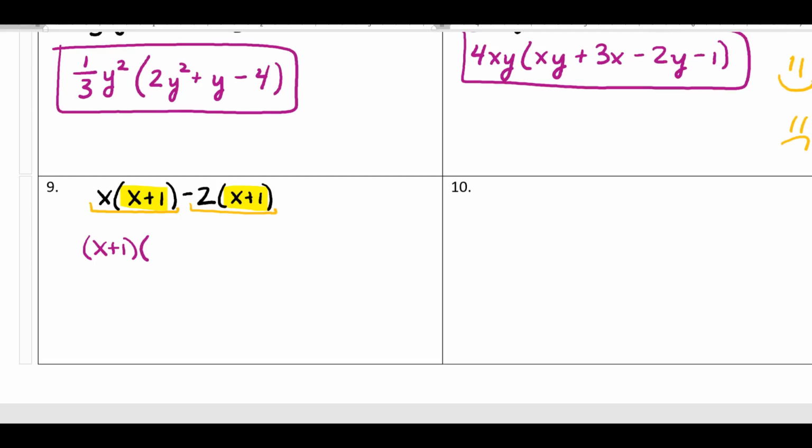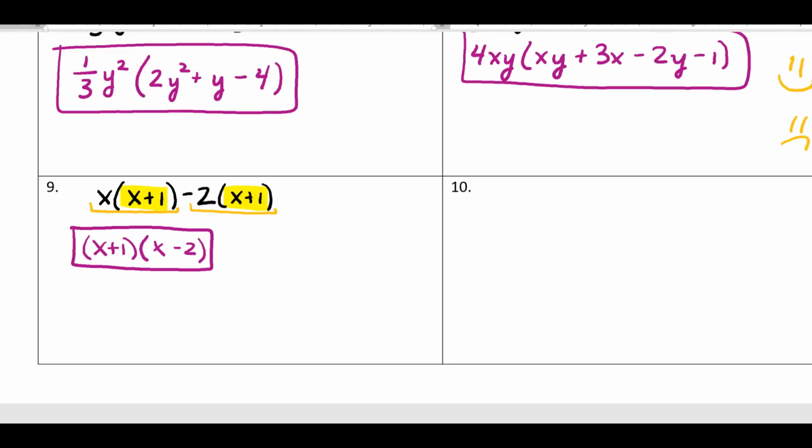And then what we have left, well, what times x plus 1 gives me x times x plus 1? That would just be an x. And then negative 2 times x plus 1, well, x plus 1 times negative 2 gives me this negative 2. So what I've just done is factored that very simply by not distributing those numbers. I was able to find a common factor right off the bat. So always check, even if it looks a little strange, and see if there's any common factors there.